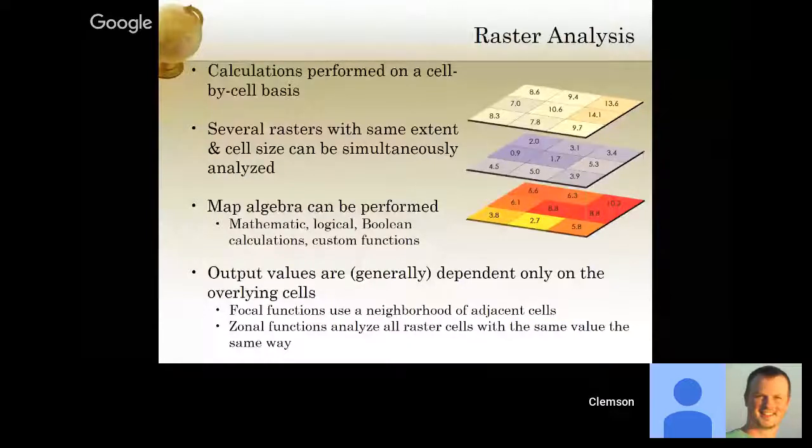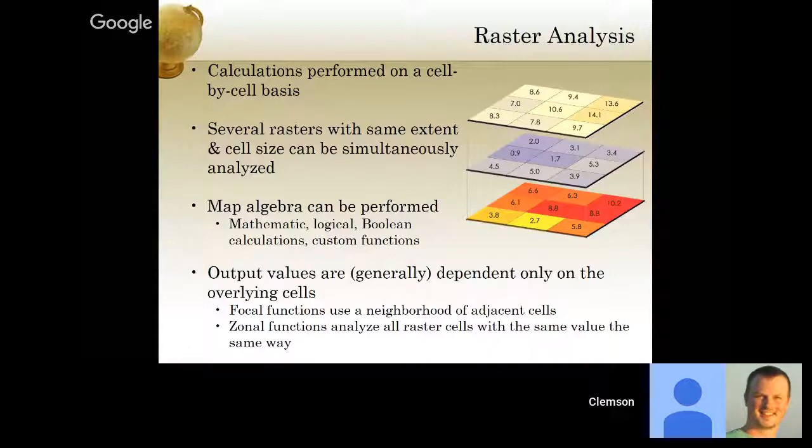That's what we'd expect to be, I think. And you can form all sorts of different algebra, mathematic operations, logic operations, set algebra, custom functions can all be run. So again, our output values are generally dependent only where cells overlay. But there are some, such as focal functions, they're called, that analyze some neighborhood or group of adjacent cells together. Say if you wanted to smooth your elevation data, you can do a focal statistic function that will take an average of surrounding cells to, say, smooth that input.